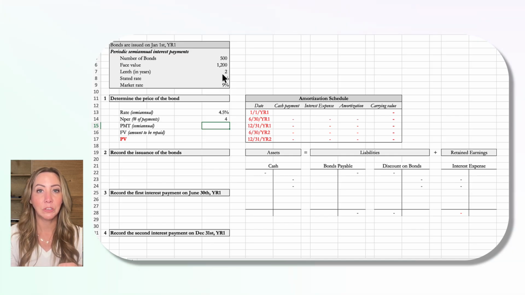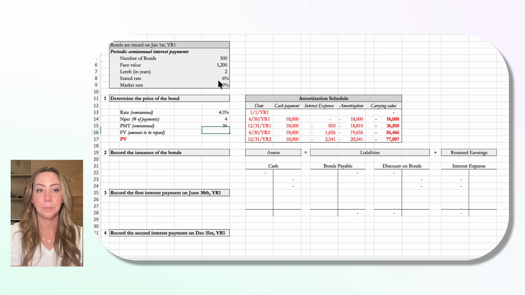And next, I need to calculate the payment on this bond. Remember, that is contractually agreed to in the bond contract. It's 6% here. So I need to take the 6% interest payment and multiply it by the face value of $1,200. And also, don't forget to divide it by 2 because it's a semi-annual payment. The future value is an amount that we are going to repay at the end of the bond's life, so the maturity date. So that's the face value of $1,200.